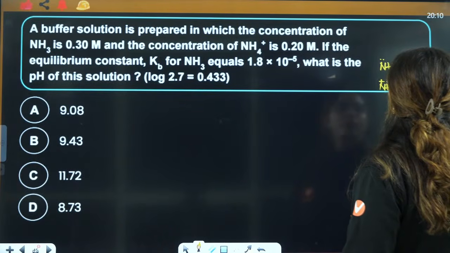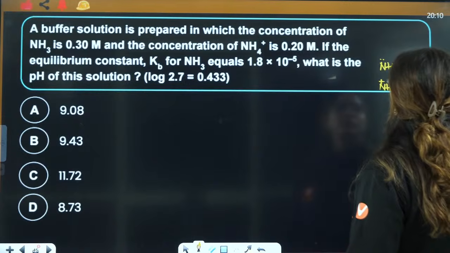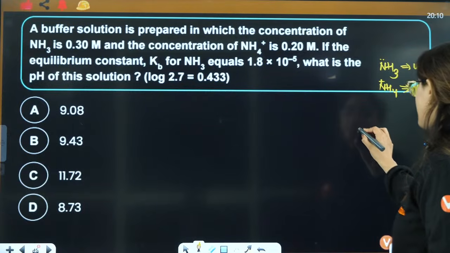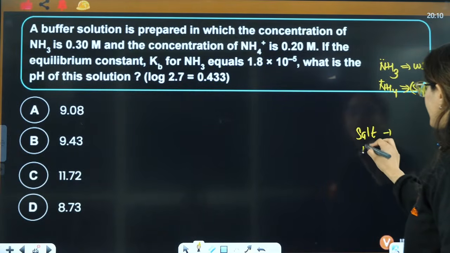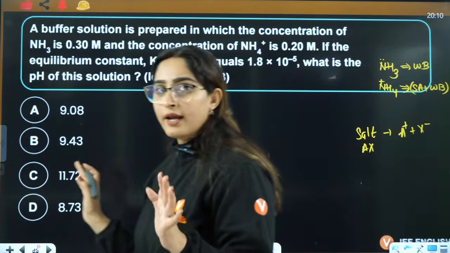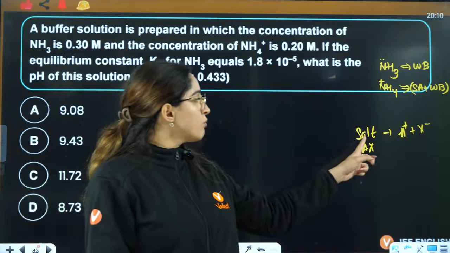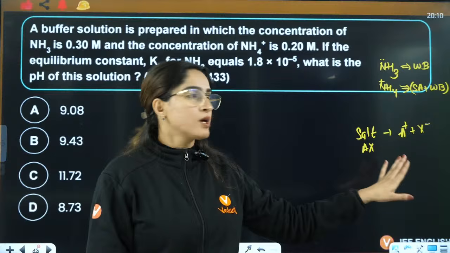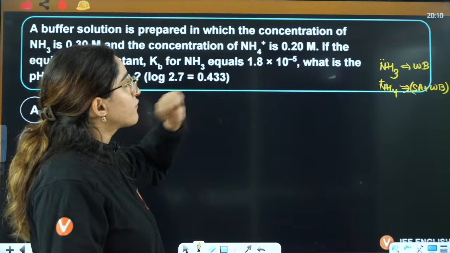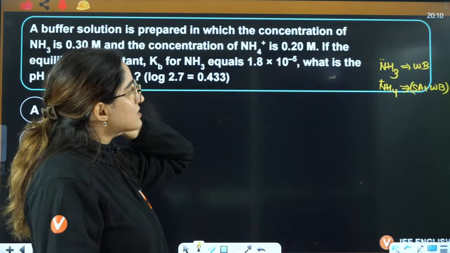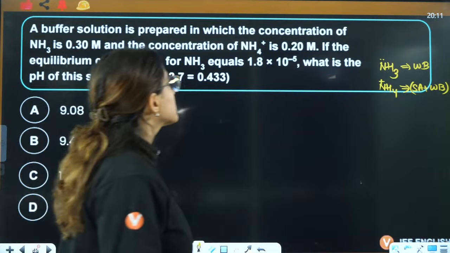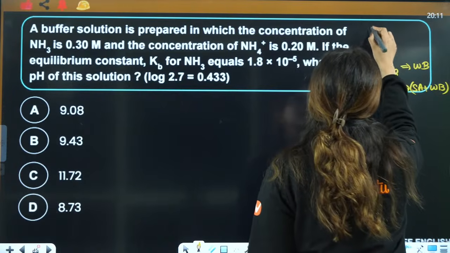It is a strong acid plus weak base salt. NH4 positive means they are talking about, see, if you have a salt that is AX, A positive, because salt is a strong electrolyte. If you have 10 moles of this, 10 moles of this will be formed. So if they are saying this cation is there by accepting H positive, that means it is accepting H positive from some strong acid. So we can say this is a condition of a basic buffer.